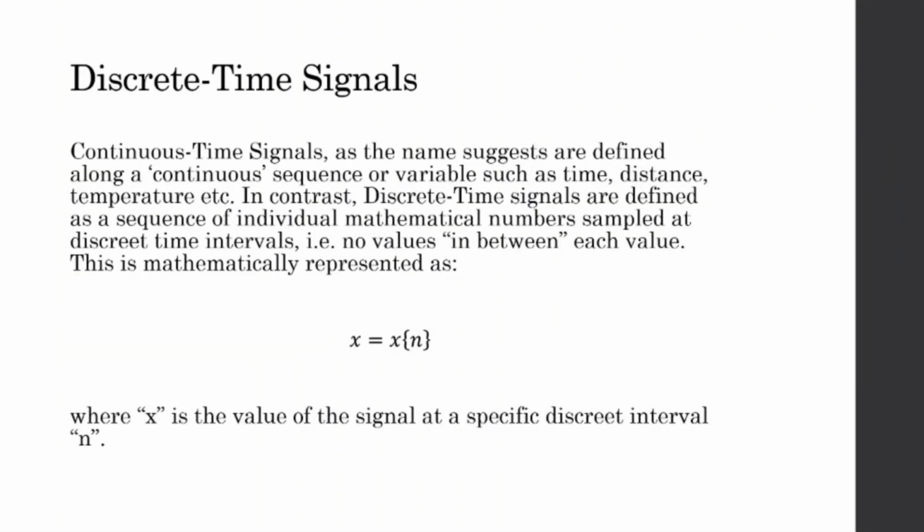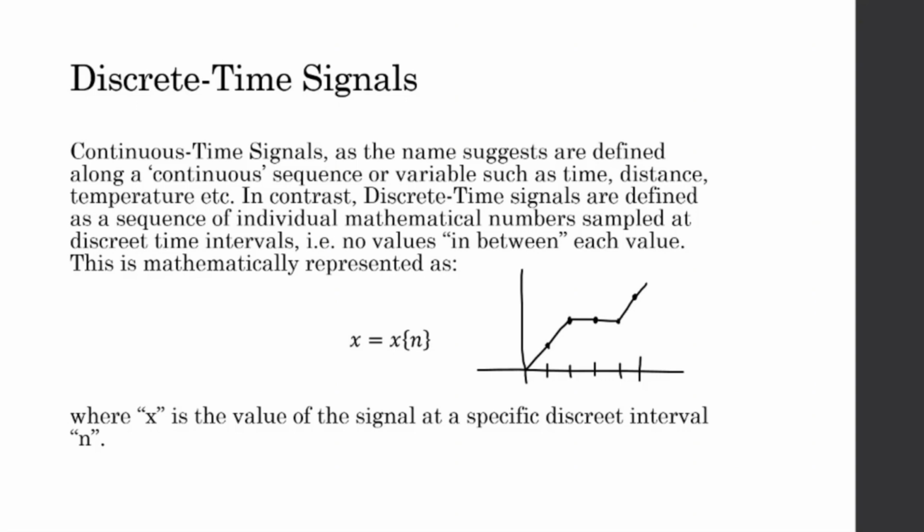Before diving into discrete time signals, let us first revisit continuous variables and continuous time signals. Continuous time signals are nothing but a stream of values that were measured over a continuous period of time.